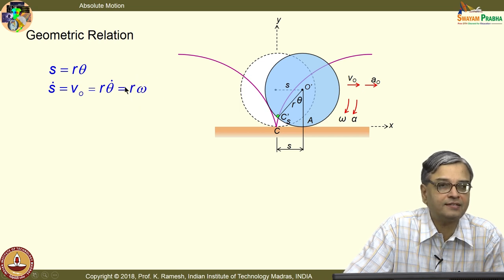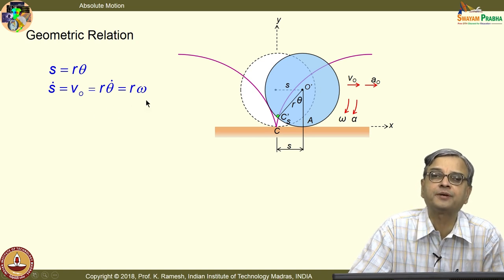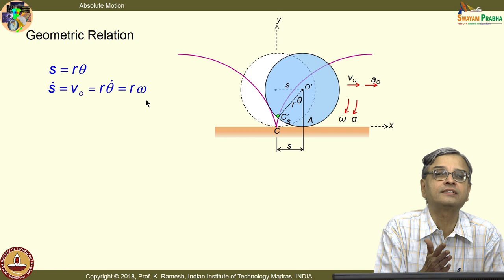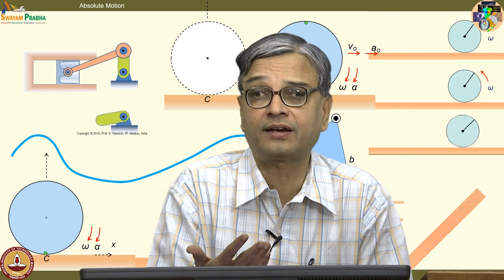You can also call it r omega. It is a very important kinematical relationship. The moment you recognize that in your system you have a wheel that rolls, how does it roll? That also you have to look at.